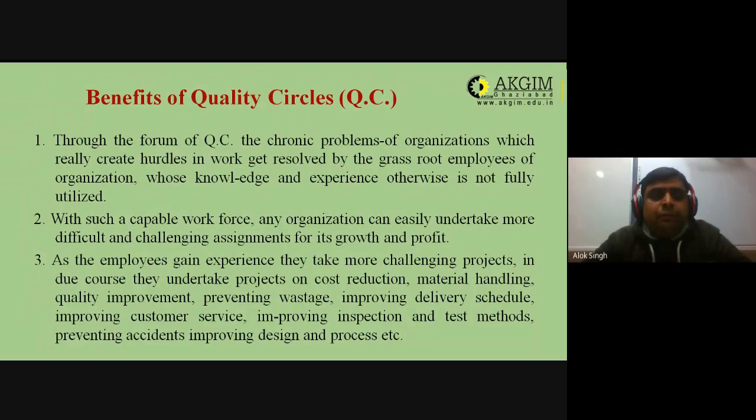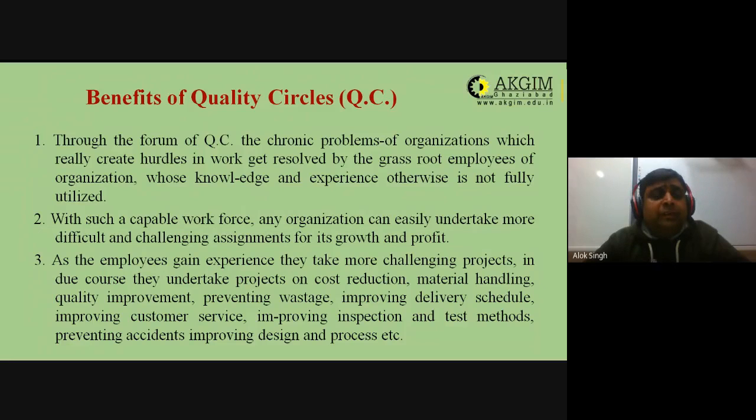So what are the benefits of quality circle? Adopting benefits of quality circle. Through the forum of quality circle, the chronic problems of organizations which really create hurdles in work get resolved by grassroots employees of the organization whose knowledge and experience otherwise is not fully utilized. Means you will deploy each and everyone in your organization. You will create a participative type of work culture in your organization. Okay, so that is basically a plus point of adopting a quality circle.